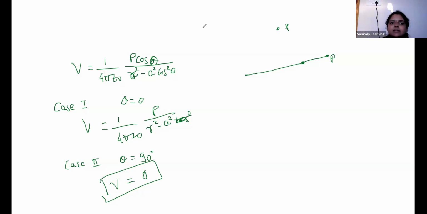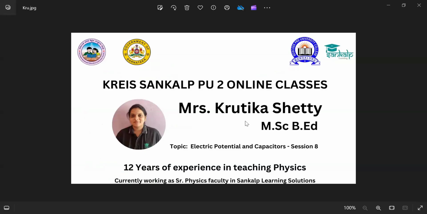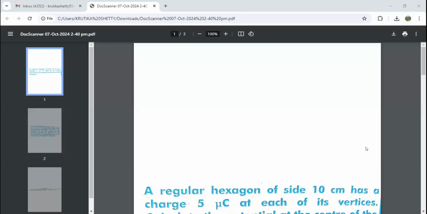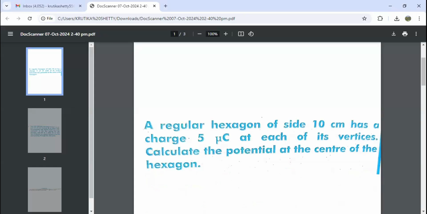So in the next class, we will see the next part, that is the equipotential surface and the numericals. So one numerical I'll just display. Whoever is interested, please try that one. You can see the numerical. So just one numerical we are solving.